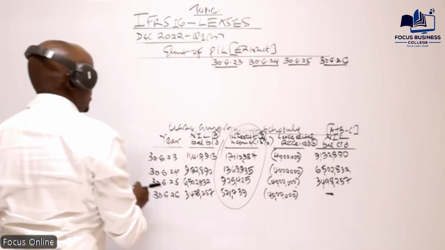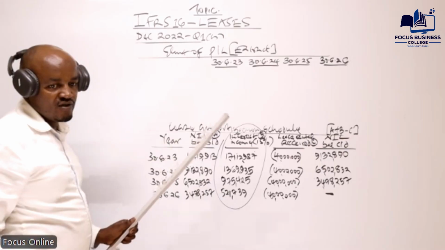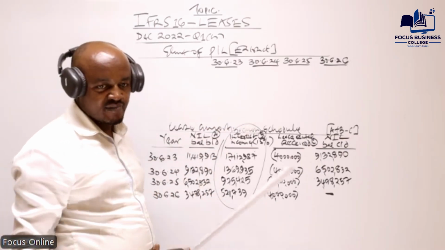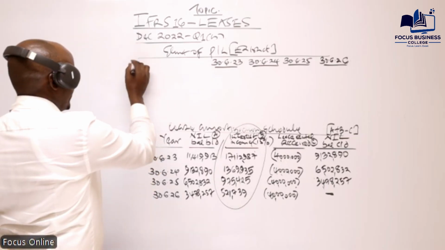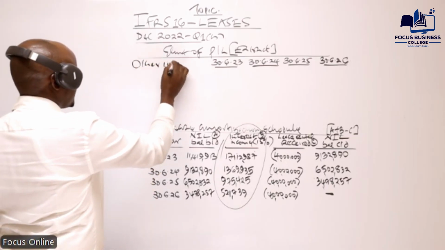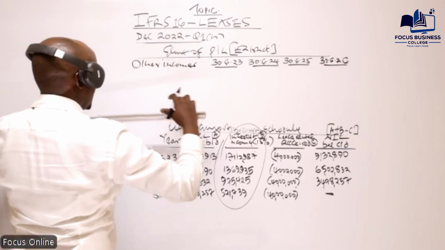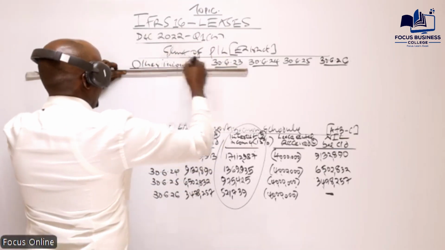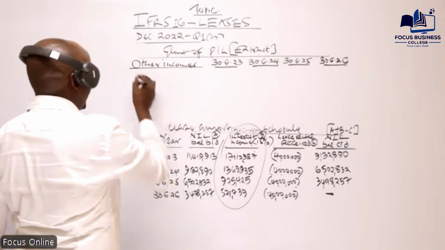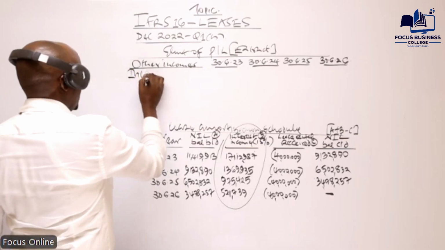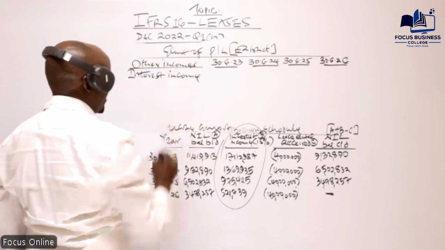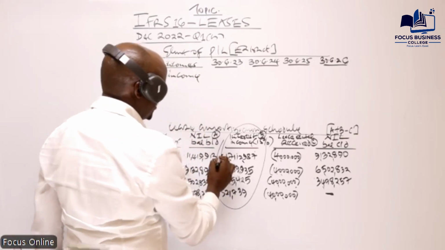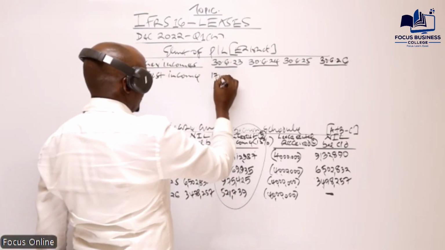So this one will be recognized here as part of the other incomes. Remember, other incomes, we add them to the gross profit. We add other incomes here. So we will have interest income. The interest income for the first year is this one, which is the 1711.